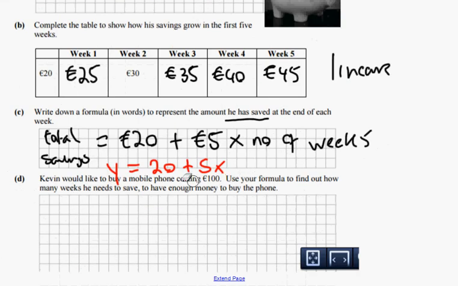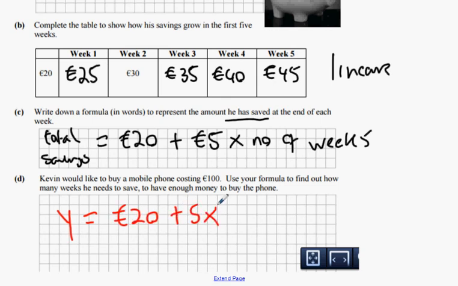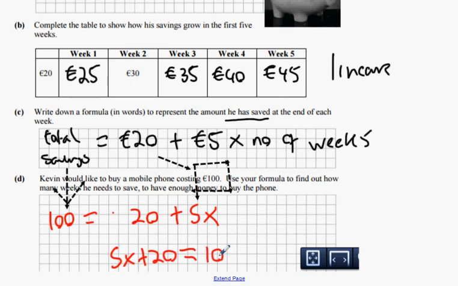Kevin would like to buy a mobile phone for €100. Use your formula to write out how many weeks he needs to save. So look, we're going to use Y equals €20 plus 5X. Is that okay? Where X represents how many weeks you need to save for. What does Y represent? The total savings. What does your total savings need to be to get this phone? Right there, 100. So you replace Y with 100. Your total savings needs to equal 100. So you can say 5x plus 20 equals 100. Everybody happy enough with that?